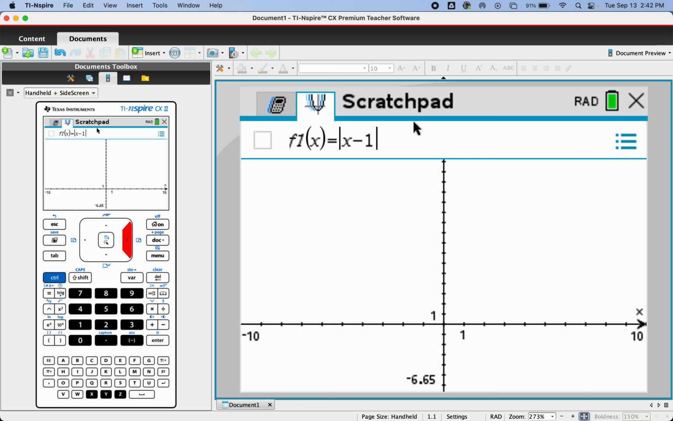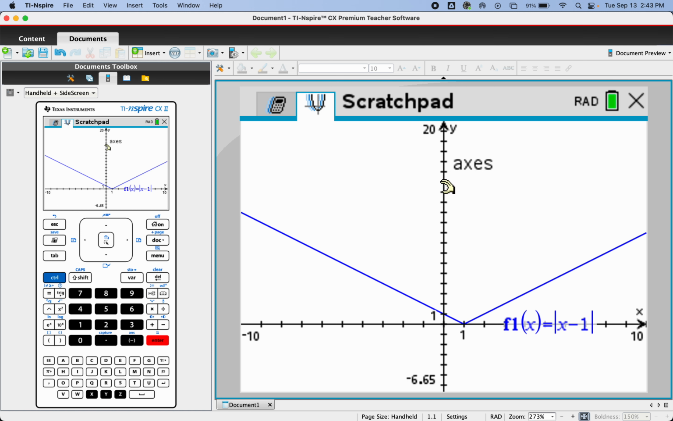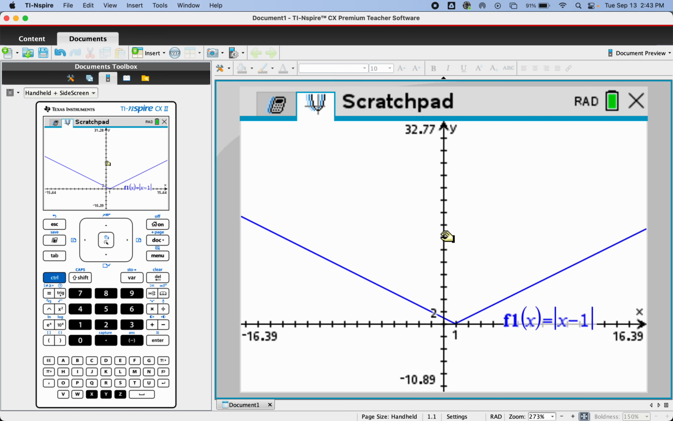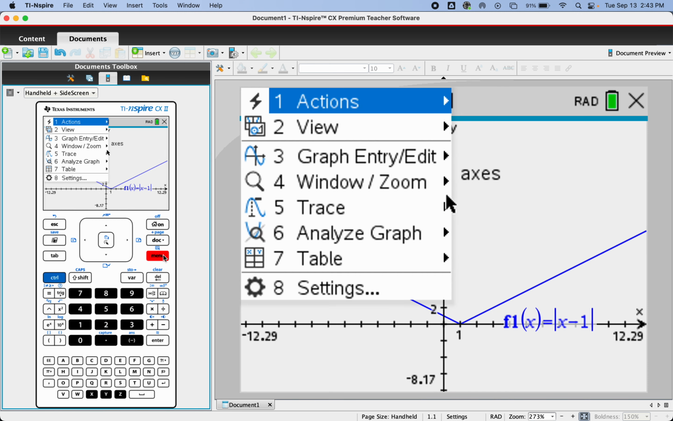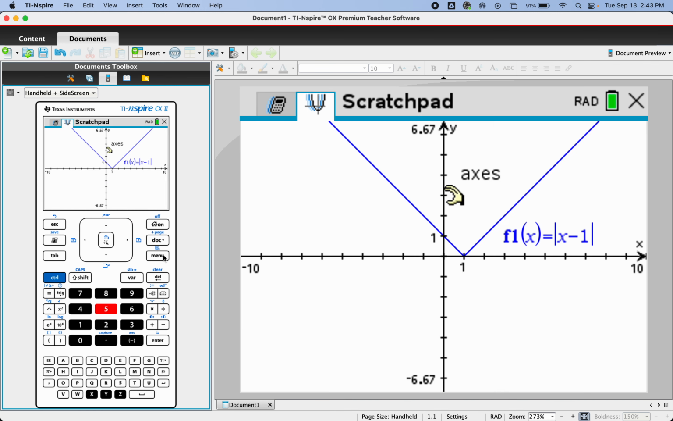Okay, I'll push enter, and there's the graph. Right, it has a vertex of (1, 0) and a slope of 1. It's a little bit deceptive in terms of how it looks because of the scale of the x and y axis. Let me just fix that, okay, because it's bothering me. So let's go to window, option 4, and do a zoom standard. Okay, so there's one graph.